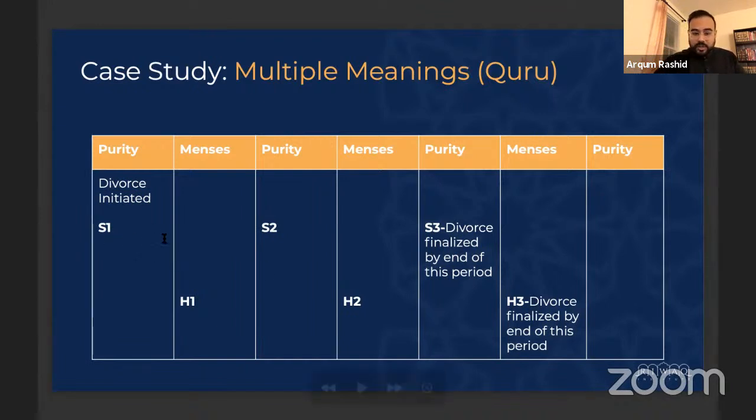Whereas if we were to start here, assuming that you're doing it according to the Sunnah, because if you start in the menses period, if you initiate the divorce there, then obviously it will be 3.5 for the Hanafis as well. It will be over 3, but they say that that's not the standard practice of divorce. You should start where the standard practice is, where it's supposed to be. The divorce is supposed to initiate in the purity period. And that's based off of a hadith as well.